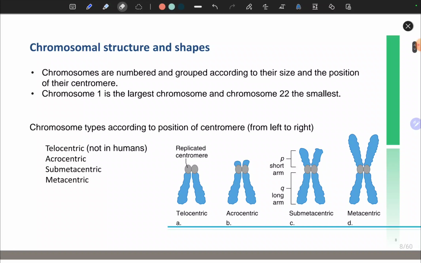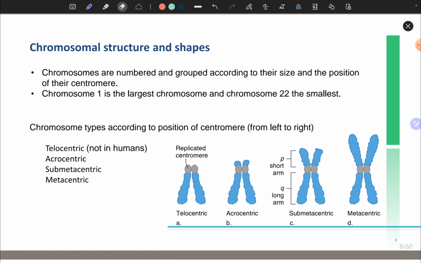So the chromosomes are numbered and grouped according to the size and the position of the centromere. We don't name them, although we have numbers from 1 to 22. We call them autosomes, while the last one we call the sex chromosome.